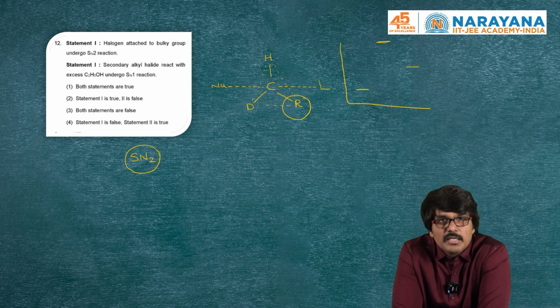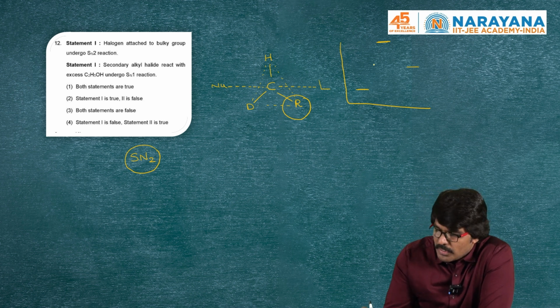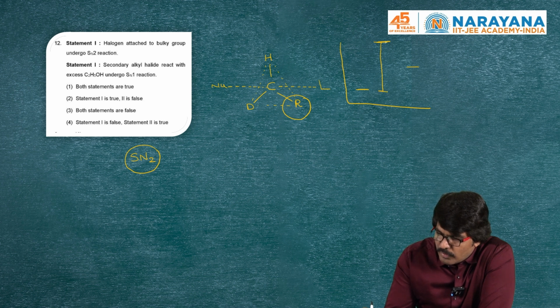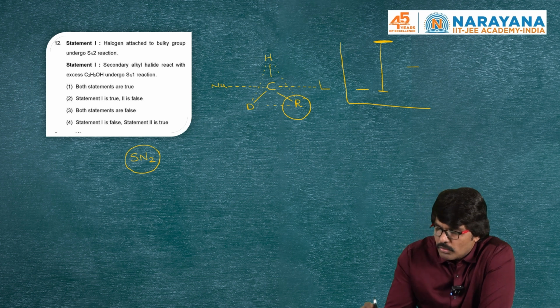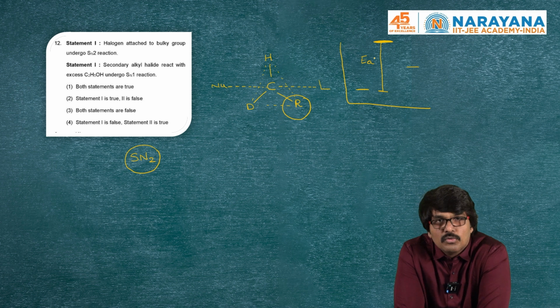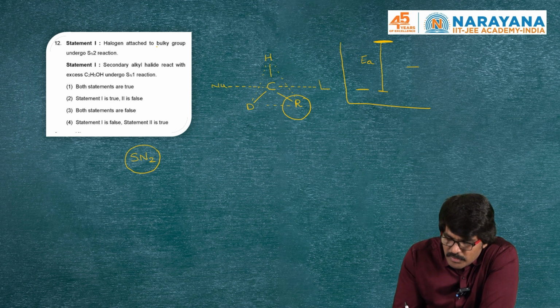All the changes are taking place in one step. See, this is the activation energy, and if the transition state has more steric hindrance, its potential energy will be more. When potential energy is more, activation energy will be more. When activation energy is more, the reaction will become slow. But it says halogen attached to bulky group undergoes SN2 reaction easily, that is difficult. So statement 1 is a wrong statement.